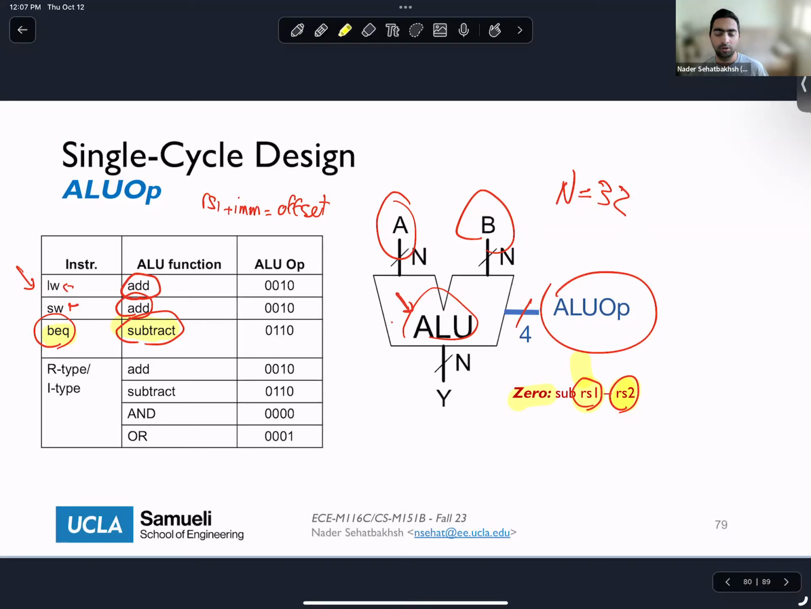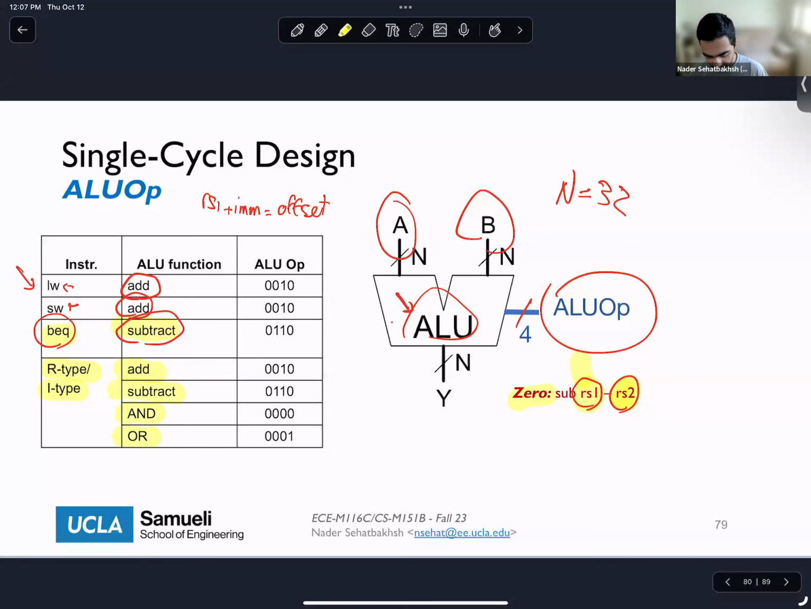And then we have all the R-type and I-type instructions. If you remember the list that I shared with you, there were 4 different things that we are doing with R-type and I-type. There was add, subtract, and an OR, okay? So here's what we're going to do for ALU operation.